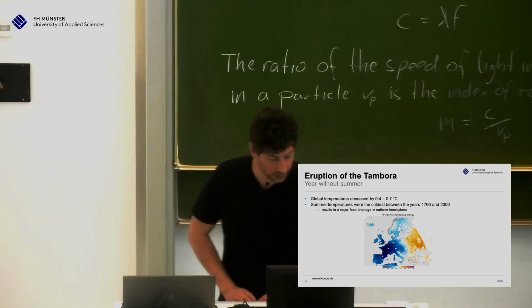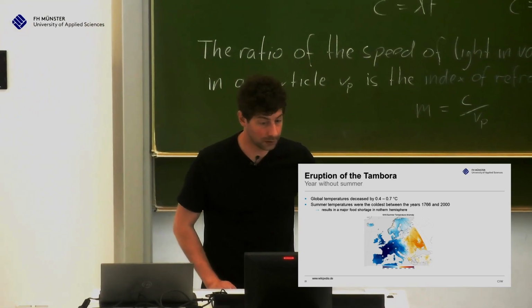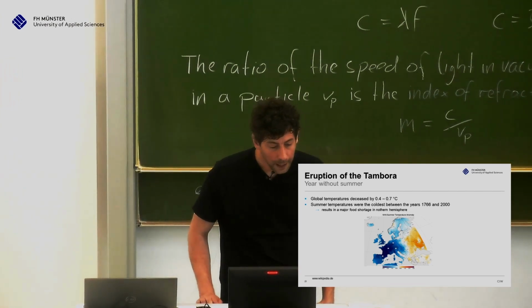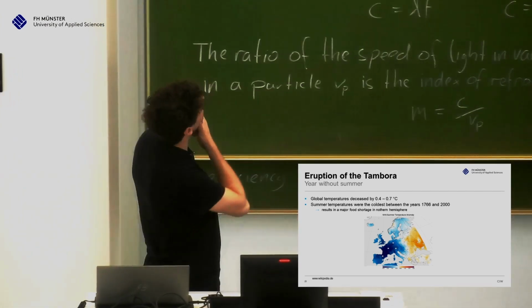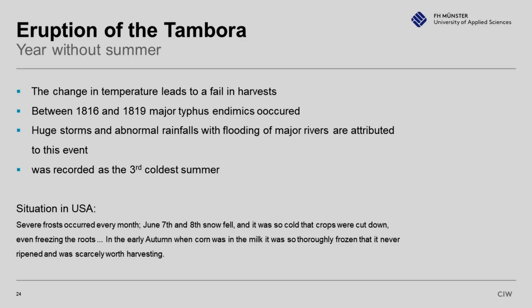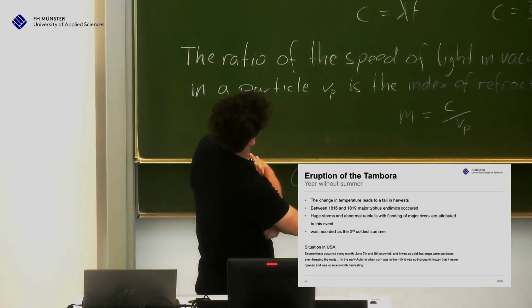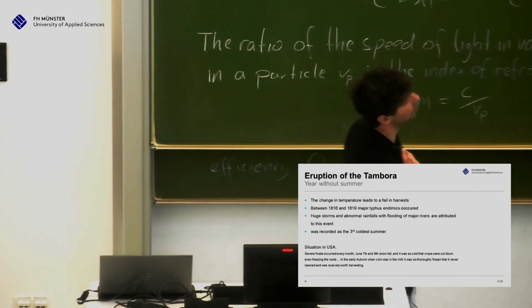At this time, of course, all the farmers and everything is very sensitive to the climate, right? They need very stable conditions. And the change in temperature leads to a failure in harvests, right? So it's too cold to get the amount of food you normally get. Between 1816 and 1819, there was a major typhus epidemic, which is also related indirectly to this change in the climate. So they also had issues with this, and huge storms and abnormal rainfalls with flooding of major rivers are attributed to these events.